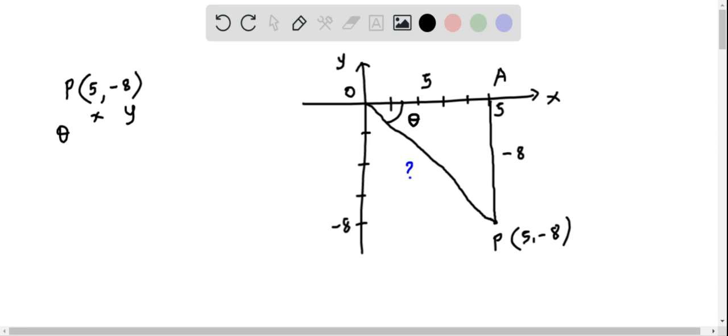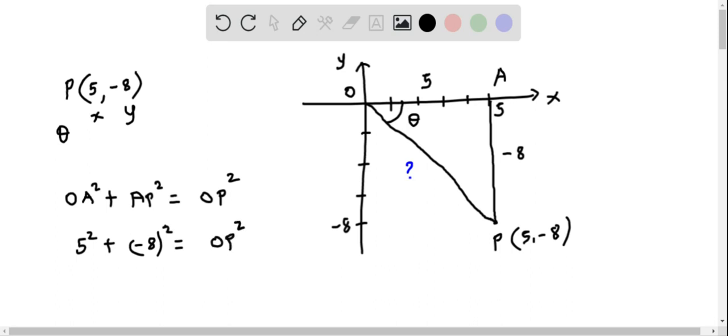So we will use the Pythagorean theorem, that is, the sum of the squares of the sides equals the square of the hypotenuse. So OA squared plus AP squared equals OP squared. So OA is 5 and AP is -8, so this becomes 5 squared plus (-8) squared, and this equals OP squared. Therefore 5 squared is 25, and (-8) squared is positive 64. So OP squared equals 25 plus 64, which is 89.